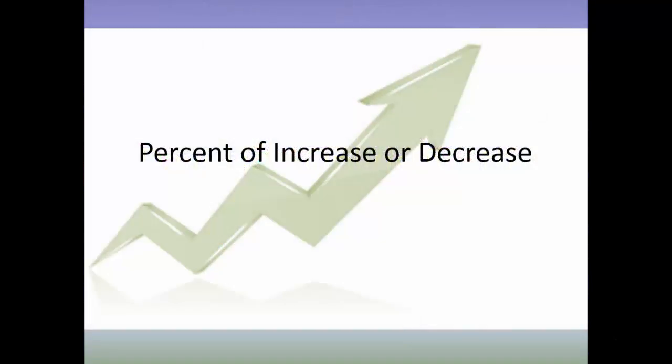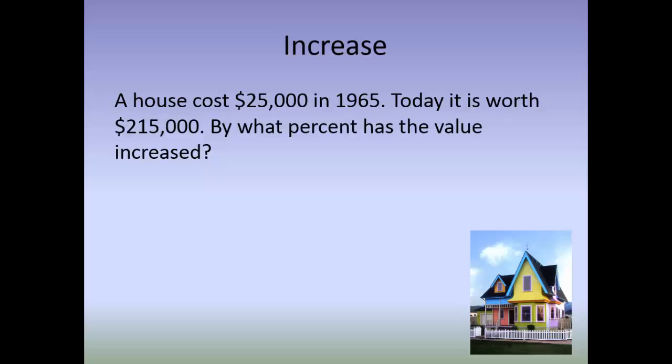Percent of increase or decrease. Here's an increase problem. A house cost $25,000 in 1965. Today it's worth $215,000. By what percent has the value increased? Clearly the amounts are getting larger. The ratio we're looking for today is how much of a change has there been divided by the original amount.